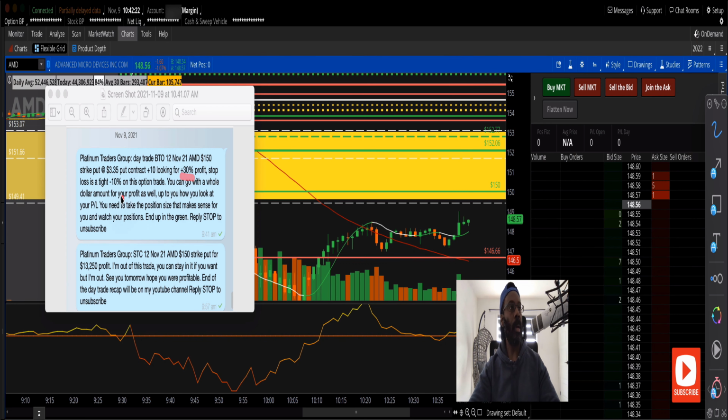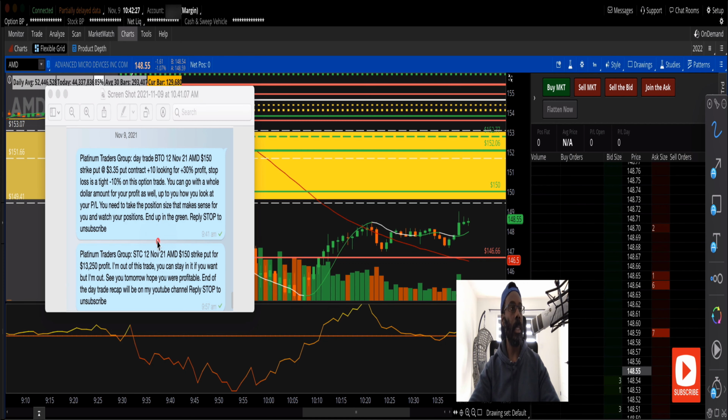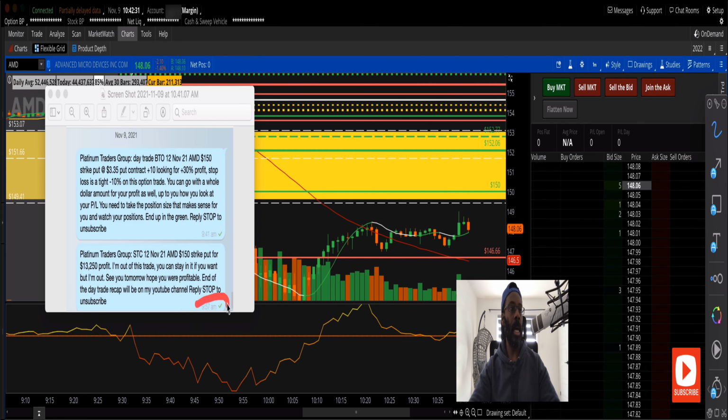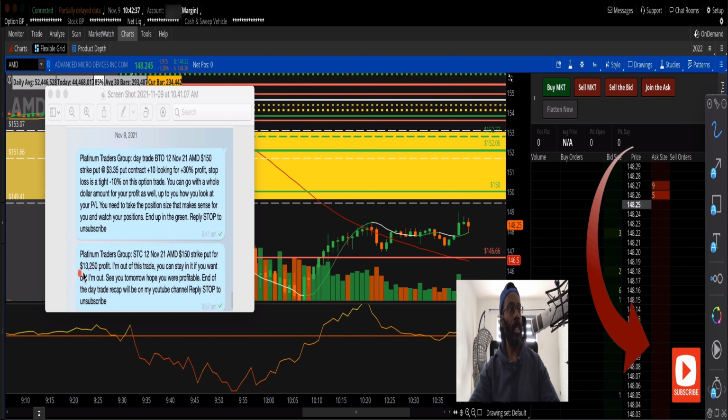Looking for 30% profit, tight 10% stop loss on this one right here, as you can see it. And then I sent them out the exit at 9:57 a.m. Told them I was out of the trade. Sold to close, 150 strike put, $13,250 profit. I'm out of this trade.